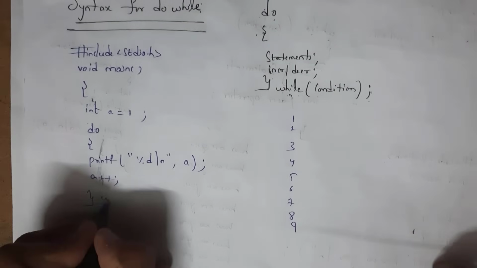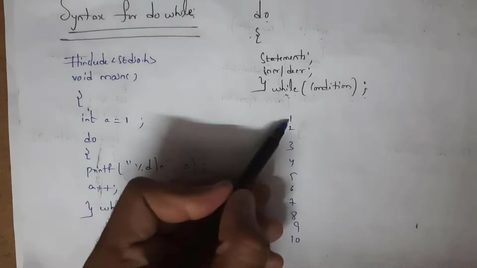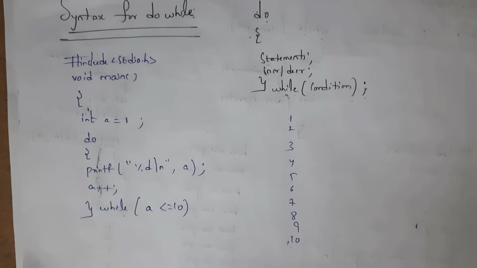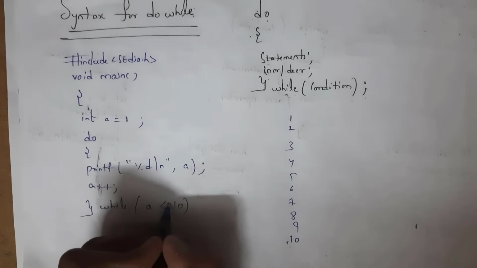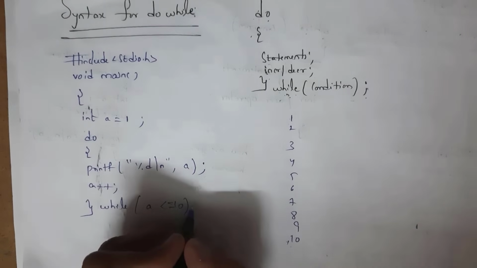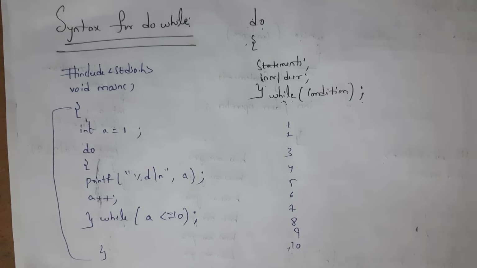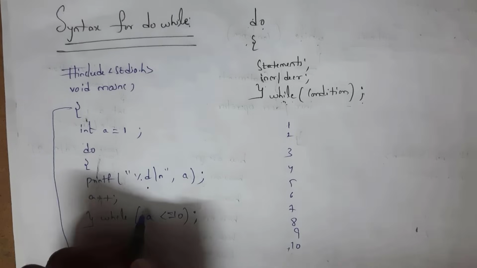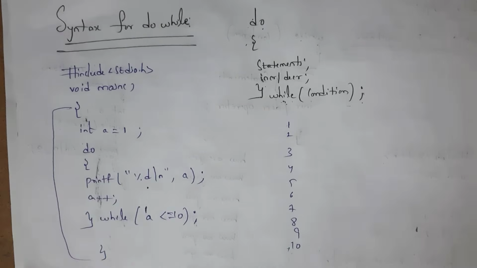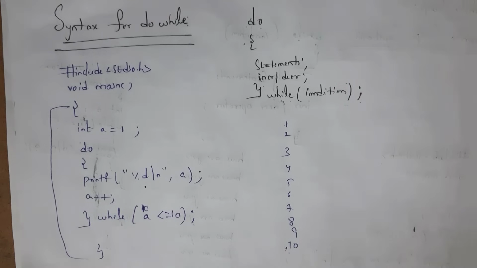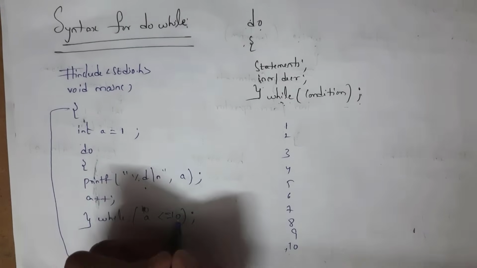So you need to write while here. I want to print output from 1 to 10, so inside this while I am giving the condition a less than or equal to 10. And definitely you need to give a semicolon here for the do while loop, and close the main function. Whenever you execute this program, at first it will print value 1. After that it will check the condition. The condition is true, so again it will print 2, 3, 4, 5, 6, 7, 8, 9, 10. So by writing this program, I will get output 1 to 10. For example, if I want to print numbers from 1 to 1000, then just in place of 10 you need to give 1000 here.